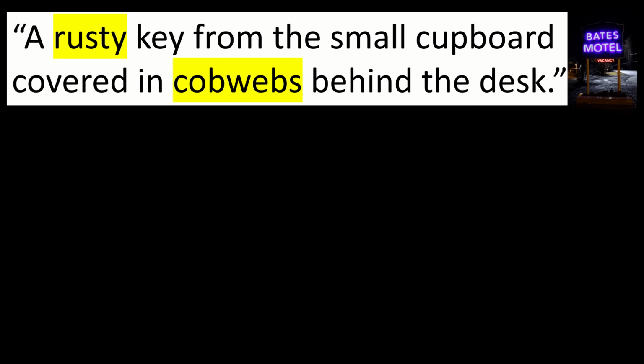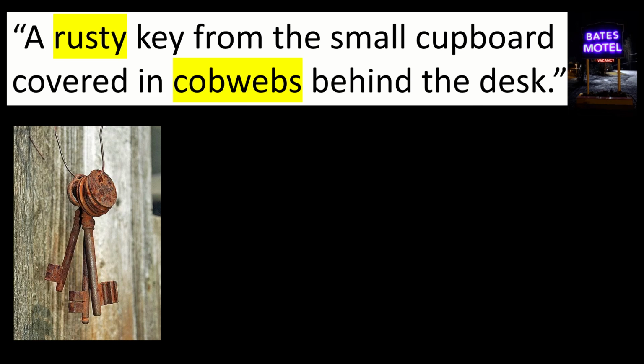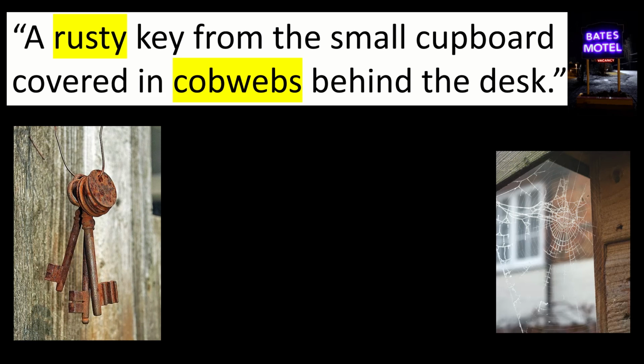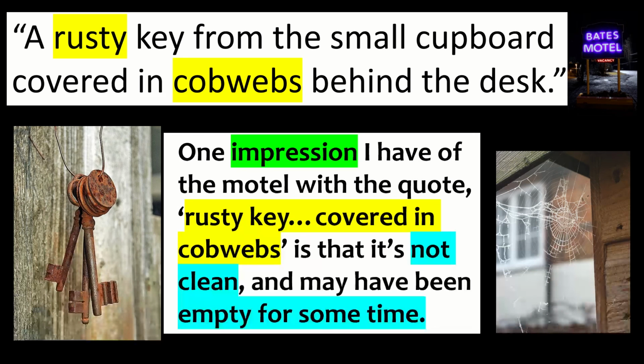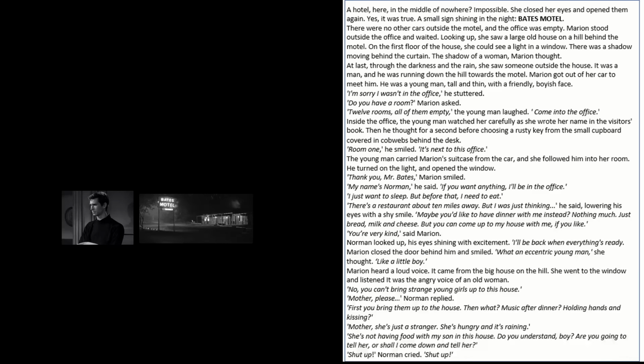Okay. Now one about the Bates Motel. It says it's a rusty key from the small cupboard covered in cobwebs behind the desk. So again, think to yourself, what does that tell you about the Bates Motel? So if it's rusty, not been used in a while. Cobwebs maybe show it's not that clean. Again, people maybe have not been in the room, so cobwebs haven't been disturbed. So I put one impression I have with the quote, rusty key, ellipsis, covered in cobwebs, is that it's not clean and may have been empty for some time.